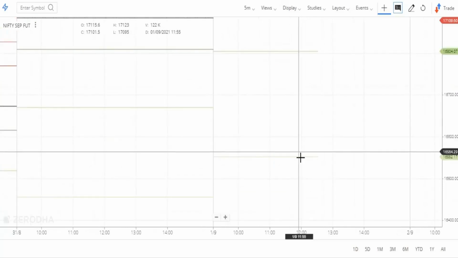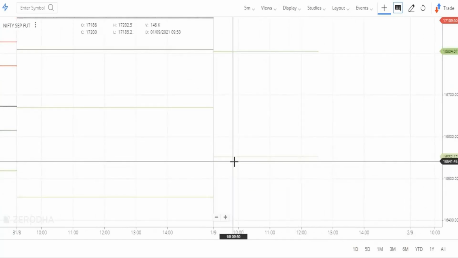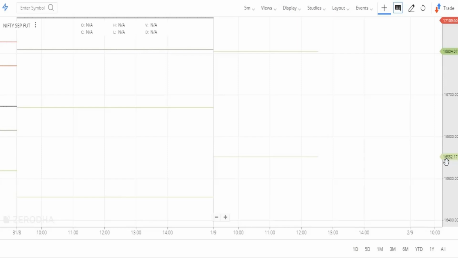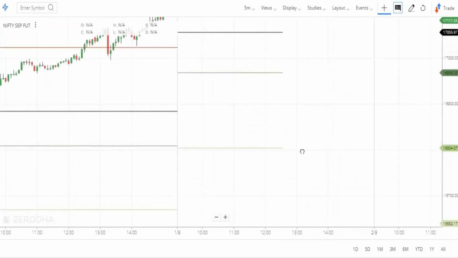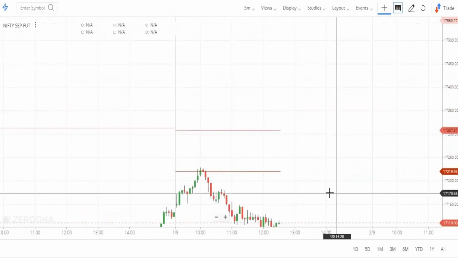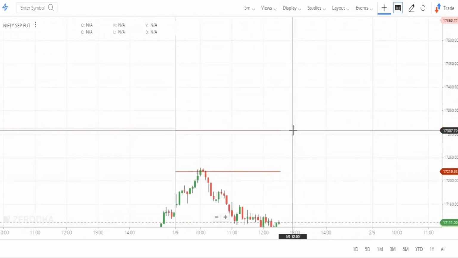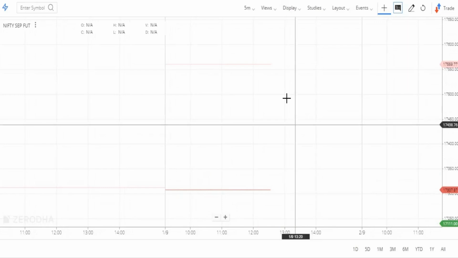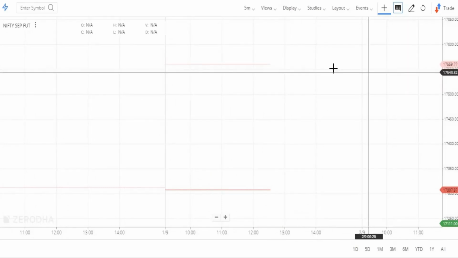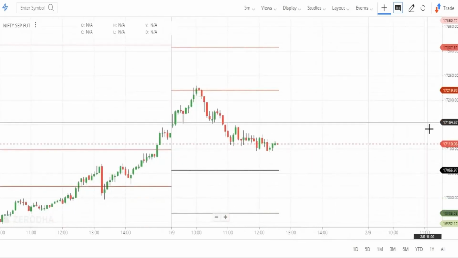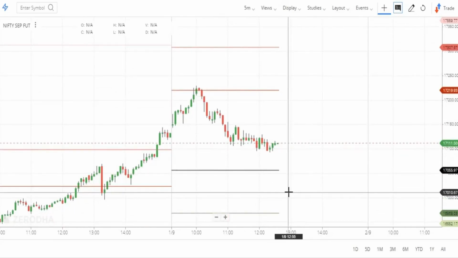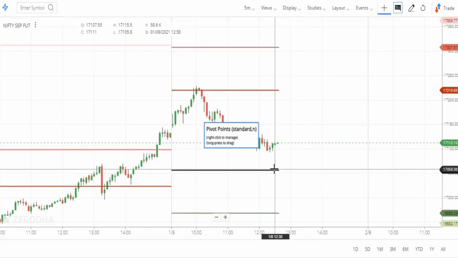And I don't know if this thing is visible to you, but you can see over here, this 16552, this is support 3. So there are 3 support zones and there are 3 resistance zones. This was the first resistance, this was the second resistance, and then this 17559 level is the third resistance. So this is how it operates. These are basically ready-made support and resistance levels, and this is a pivot level.